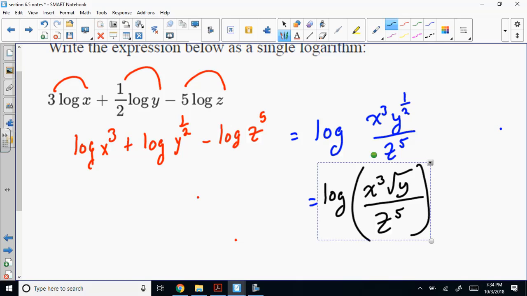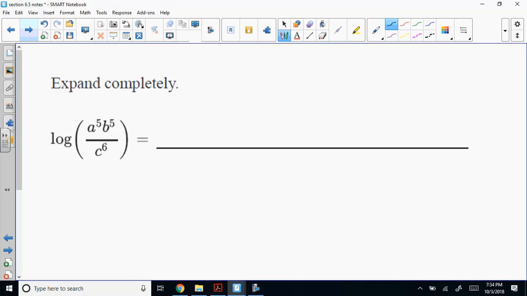All right, y'all good on that one? Kind of feeling like you get your feet underneath you on this concept? Yeah. Okay. Do 500,000, you'll be fine. Really? Okay.